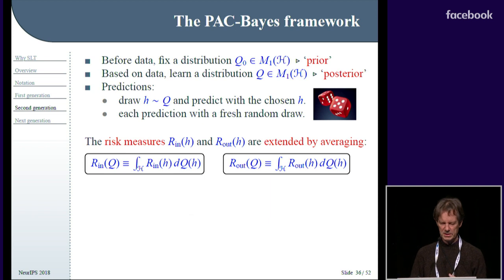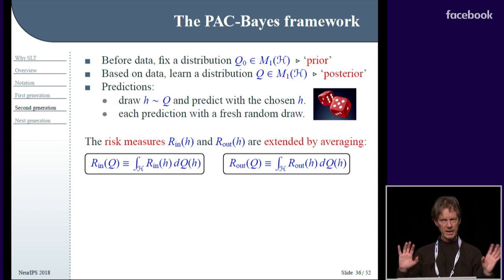The risk measures are generated from the risks that we've had before, which are based on an individual function, but now we average that risk over this distribution Q. So here the in-sample risk is the average over Q of the risk of the individual functions, and the out-of-sample is the similar average over Q. Again, these are all posterior distributions of the out-of-sample risk.